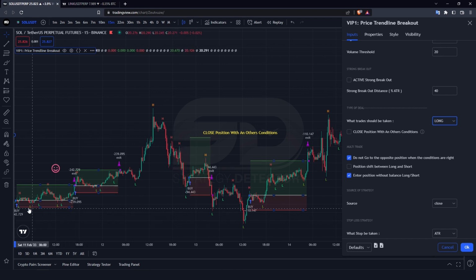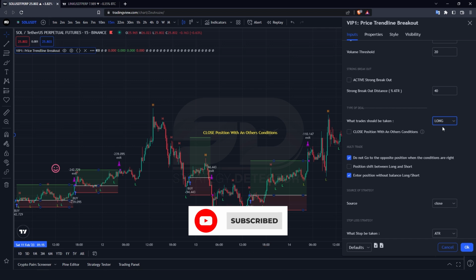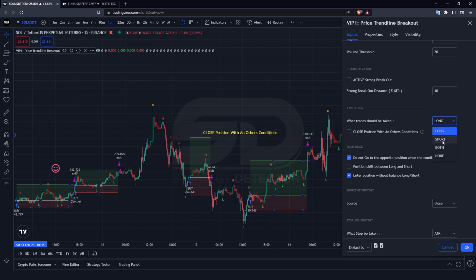You see, now we have entered only the long positions in the chart. We use this feature when the market is strongly bullish, and we definitely don't want to take short positions in this chart. And also we have the same option for short positions.